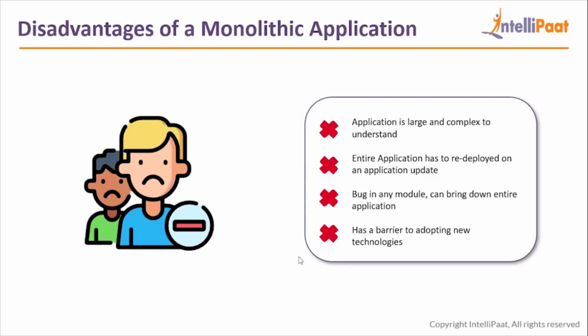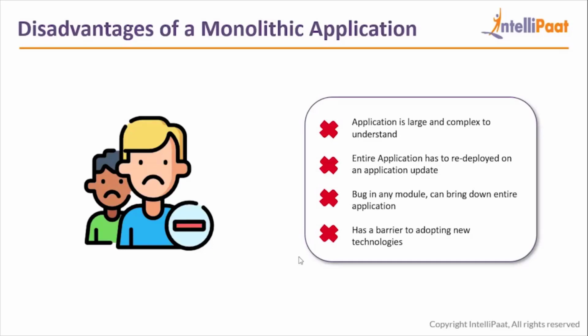The third thing is, if there is a bug in any of the modules, because in a monolithic application everything is dependent on each other, it can lead to an entire downtime of your whole application, right? It can bring down your entire application just because of a bug in a single module. So this is also a problem in a monolithic application because the components are dependent on each other.